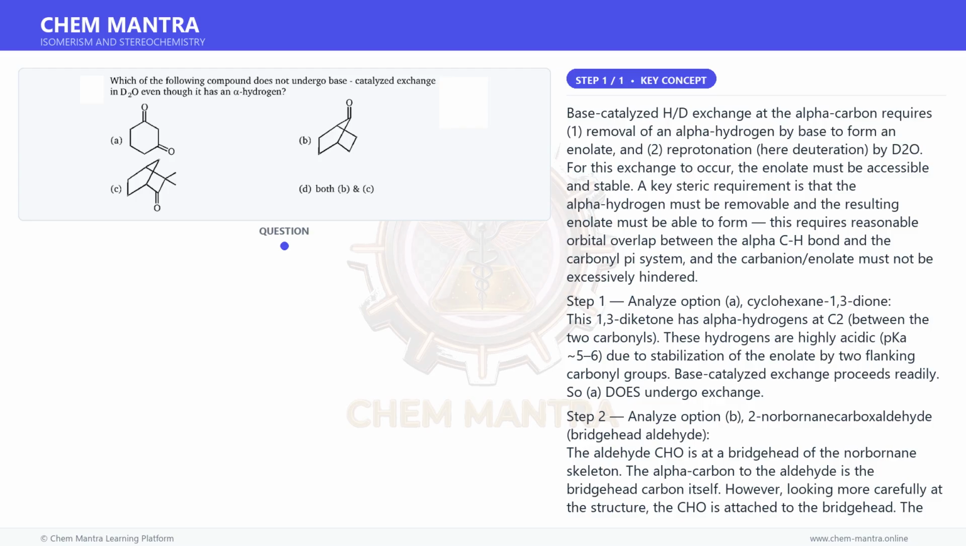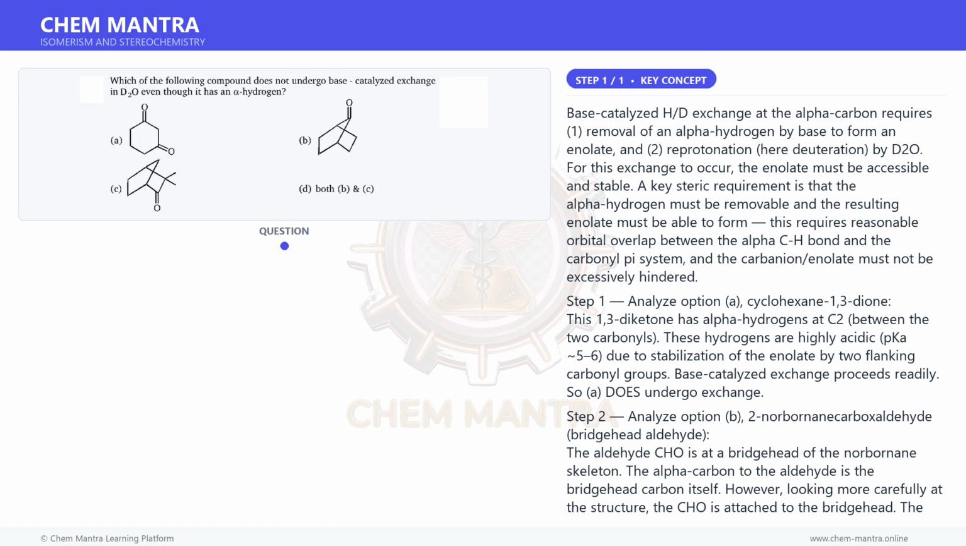Base-catalyzed H exchange at the alpha carbon requires: 1. Removal of an alpha hydrogen by base to form an enolate, and 2. Reprotonation, here deuteration, by D2O. For this exchange to occur, the enolate must be accessible and stable.